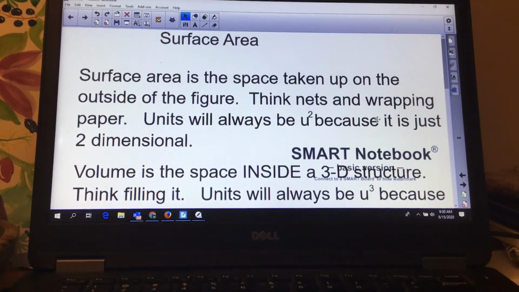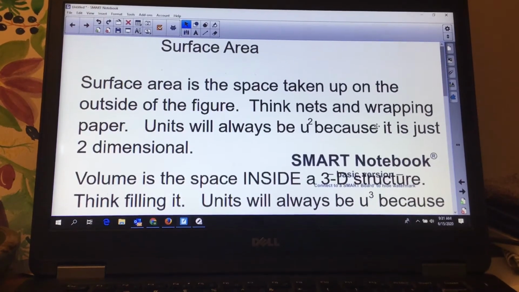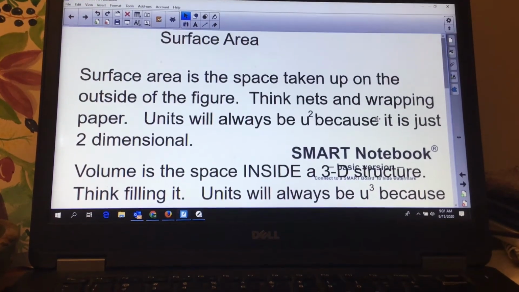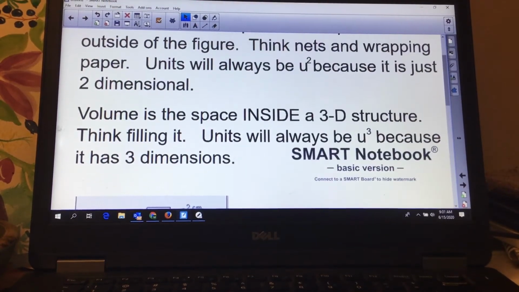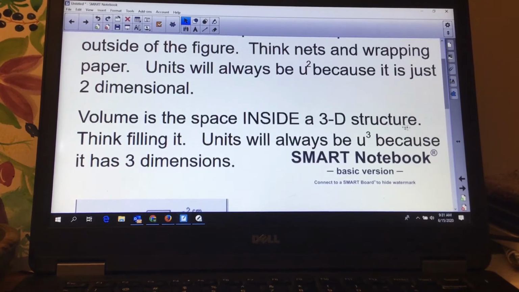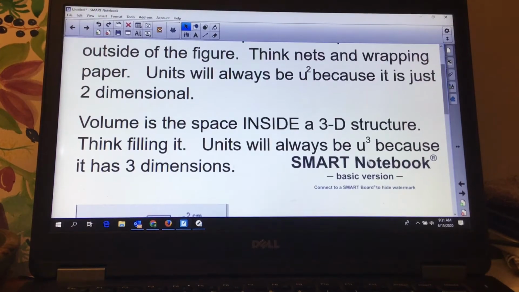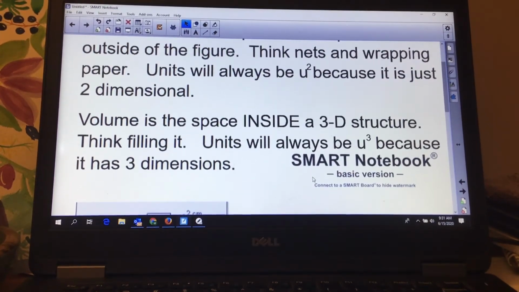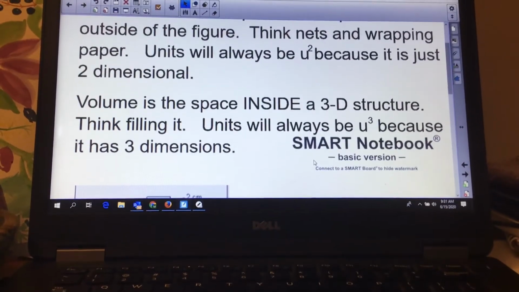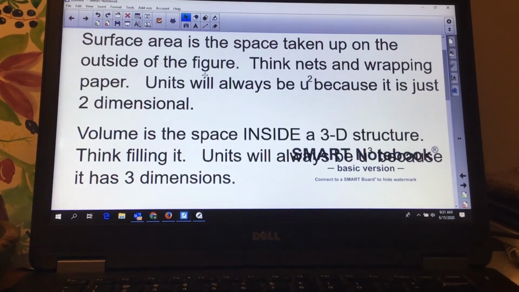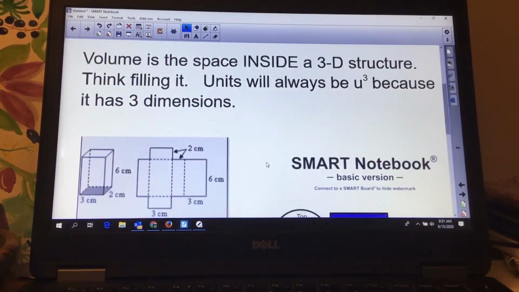Units will always be in units squared, like centimeters squared or meters squared or kilometers squared, because it's just two-dimensional. Okay, we're going to work on surface area, but just to differentiate from volume, volume is the space inside a 3D structure. So think about filling it. Units will always be in units cubed, or something like milliliters or liters, because it has 3 dimensions. Okay, so surface area is also 3-dimensional figures, but we're looking at the space on the outside.